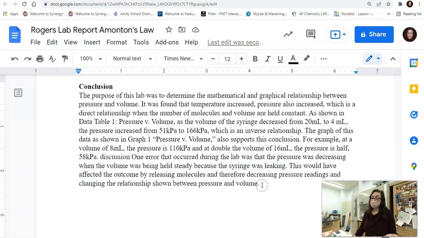To make this even better, if you go on to write these in the future, you could also say, how could the lab be improved? Okay, so think of one thing that you could change to have made it better.